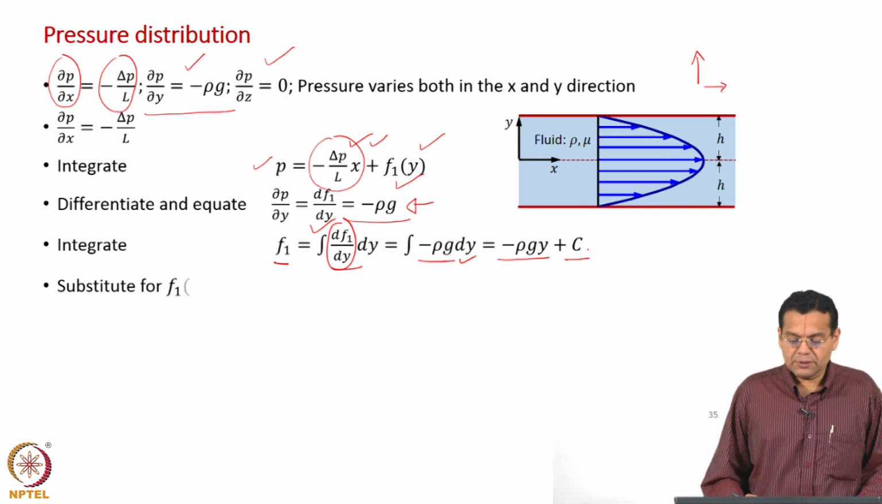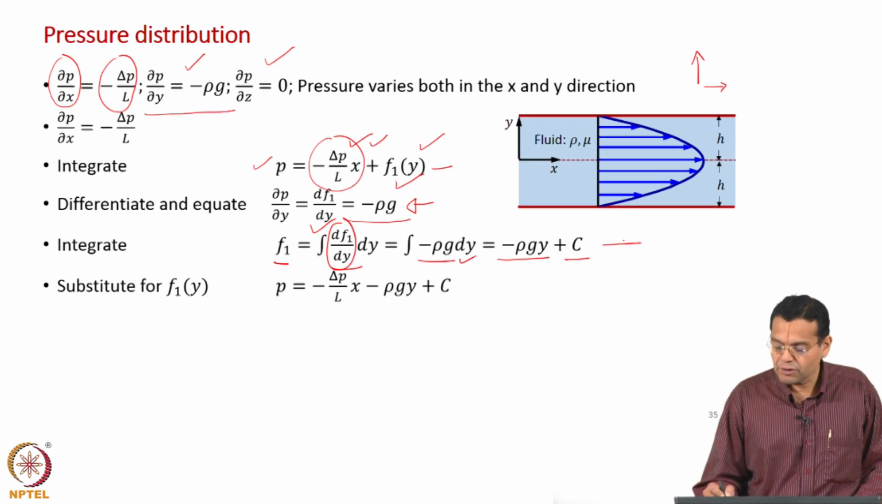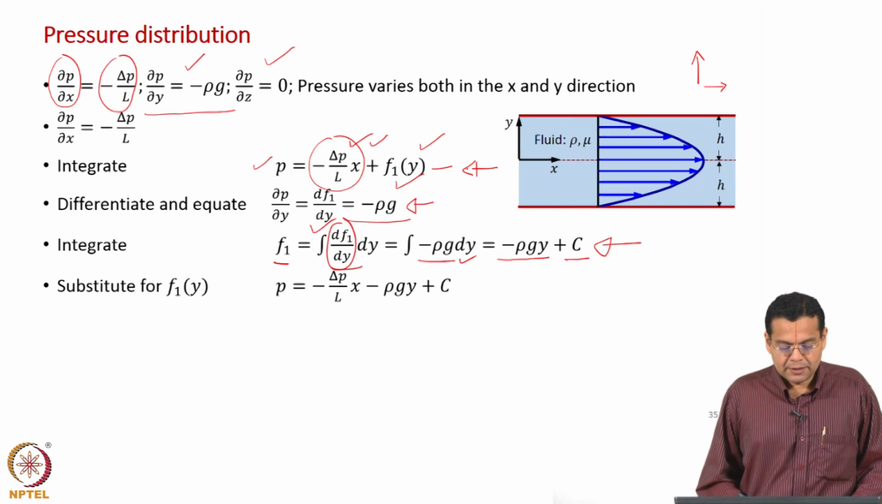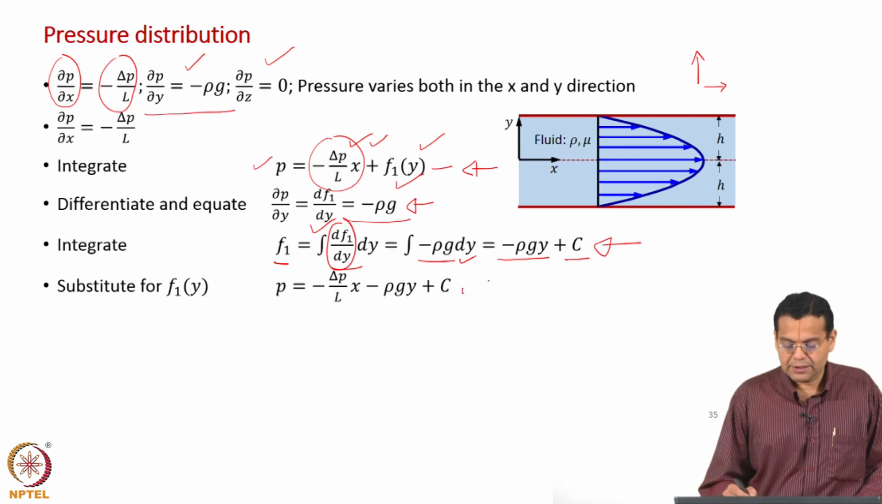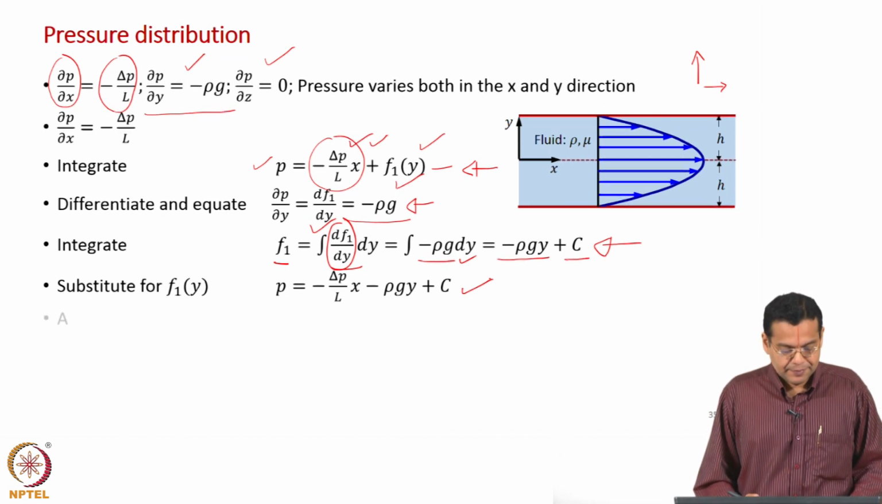Now, let us substitute the expression for f 1. We said f 1 is a function of y. Now, we have found out that function. Let us substitute that in this equation, and what we get is p is equal to minus delta p by L x. For f 1 of y, we have minus rho g y plus c. Now, we will have to evaluate c, the constant.